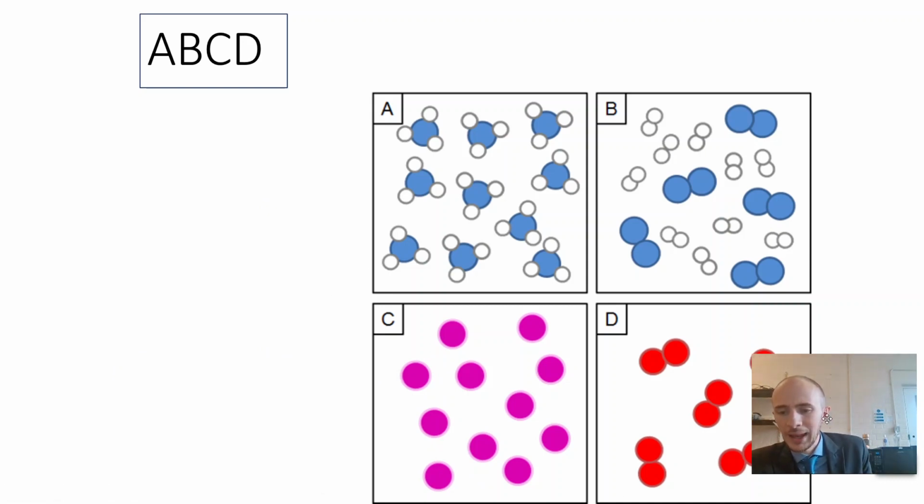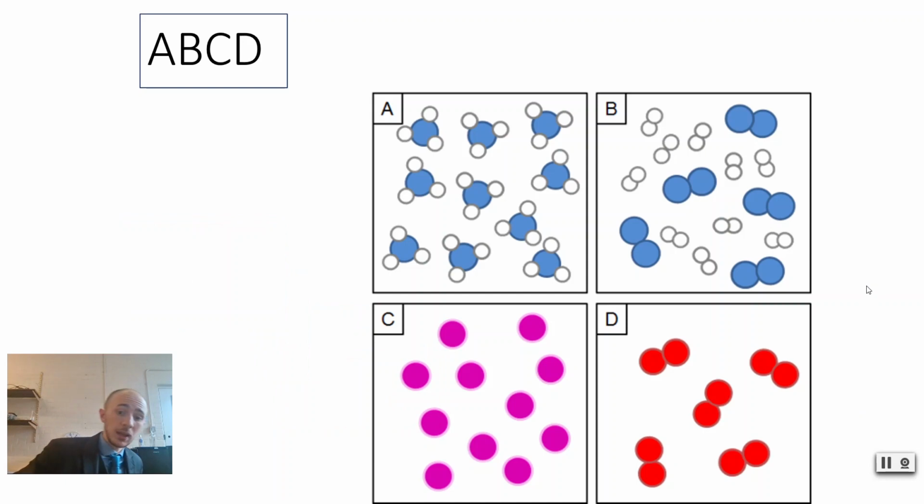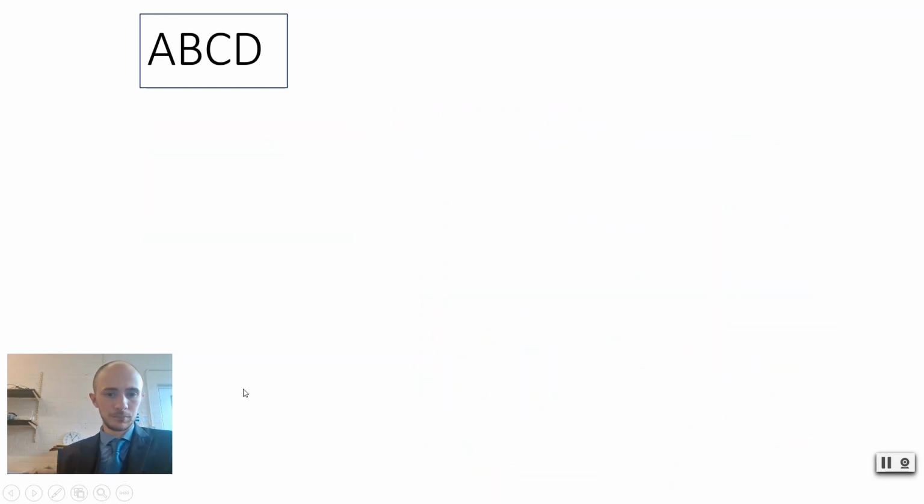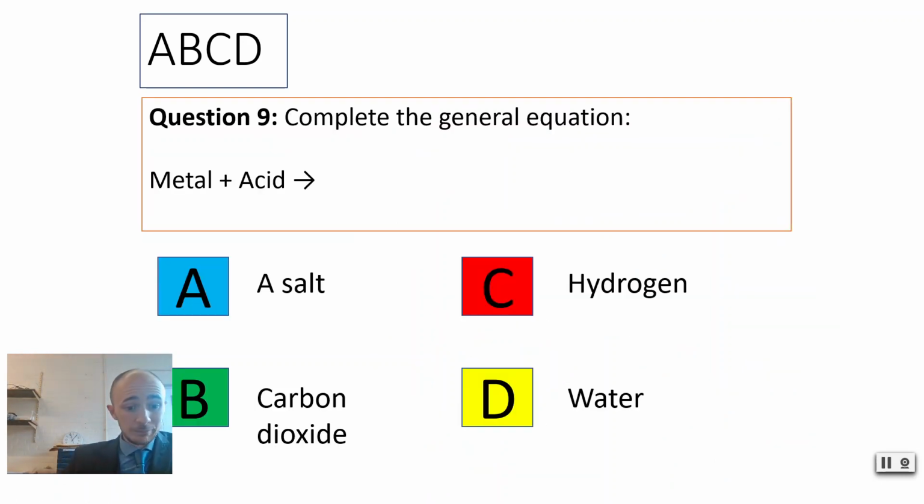C is definitely an element because it's got one type of atom. D is also an element because it's only got one type of atom. It's only got the red ones. B is 2 elements. So if your answer was B because it's got elements in it, that's fine. A is a compound because it's got more than one type of element in it. Metal and acid make a salt, A, and hydrogen, C. A and C. They don't make carbon dioxide, they don't make water.